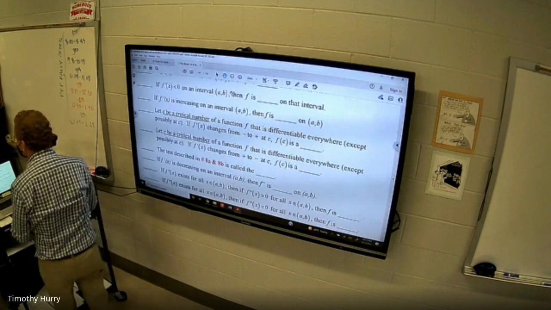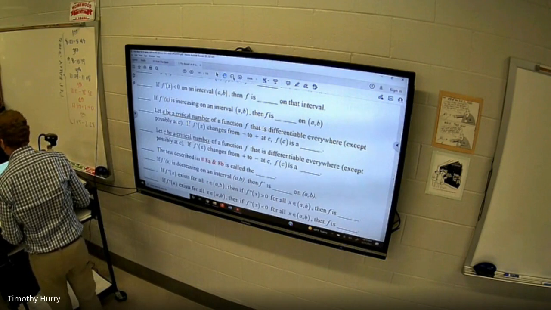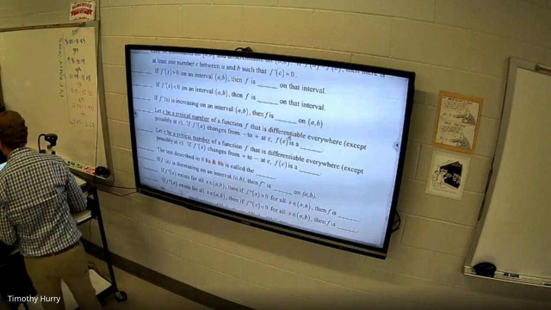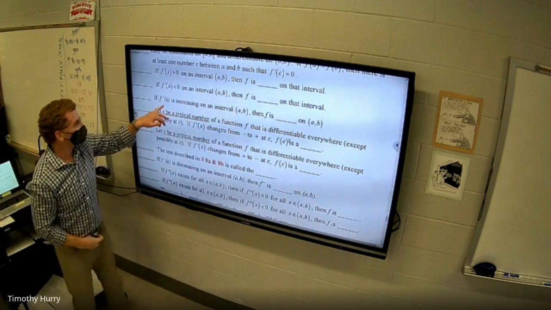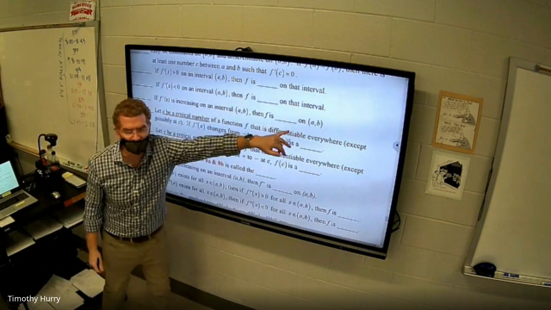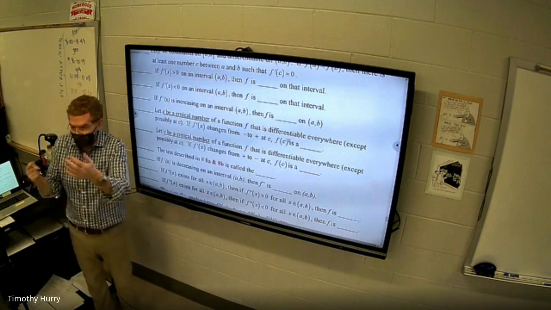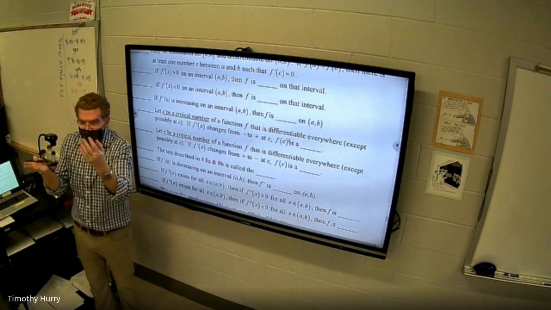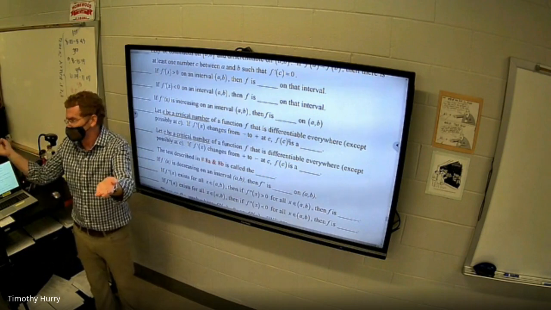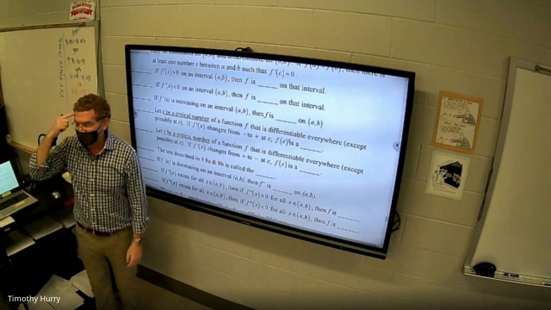If f prime is increasing, what do I know about the function? If f prime is increasing, I know the function's concave up because I just look at my little table and go, oh, that was that line, right? F prime increasing, f double prime is positive, means the function's concave up. And you have that right there and you don't have to think anymore.